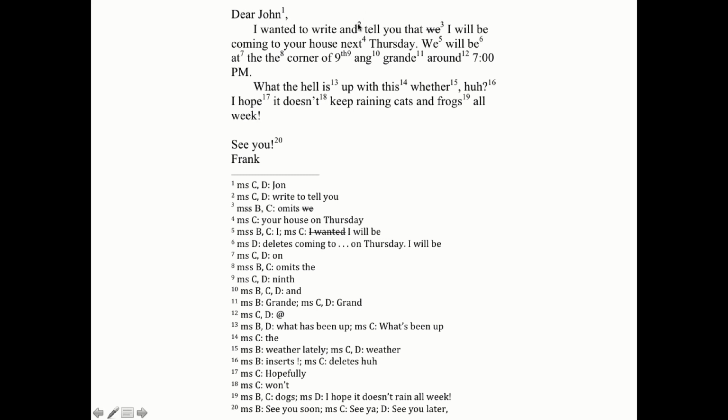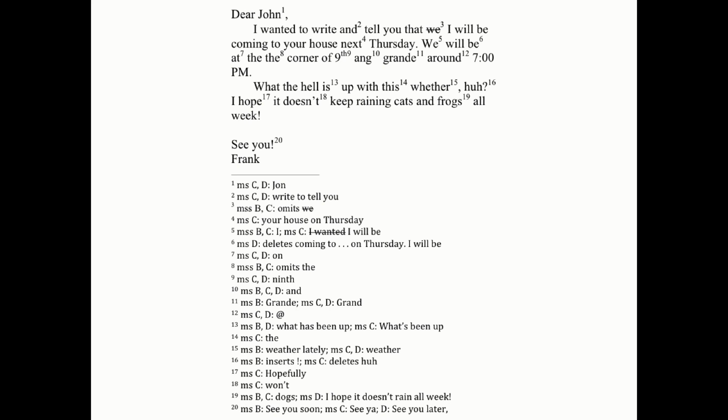I wanted to write, and if you look here at the 2, you come down, manuscripts C and D wrote "write to tell you," as opposed to "and tell you that." So a little syntactical change took place.